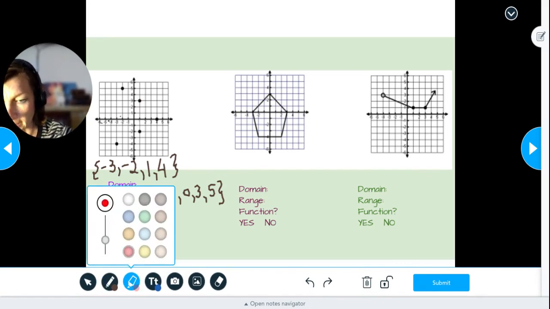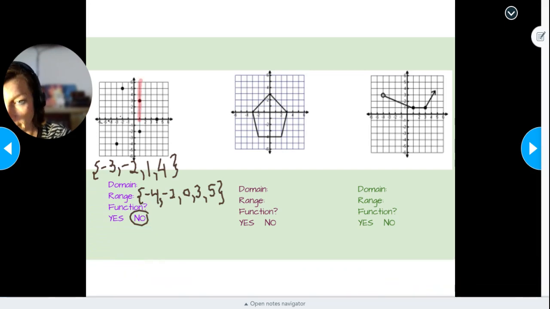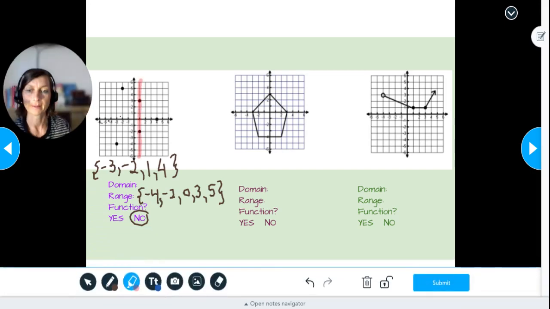How about we make it thick like that? Can I do that? Yes. How about that? Boom. I like it. That's the vertical line that fails us at this point, and it's only a relation, not a function.